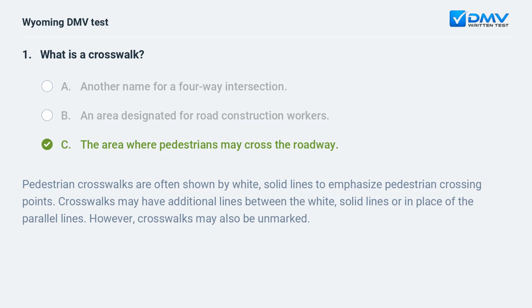Pedestrian crosswalks are often shown by white, solid lines to emphasize pedestrian crossing points. Crosswalks may have additional lines between the white, solid lines or in place of the parallel lines. However, crosswalks may also be unmarked.